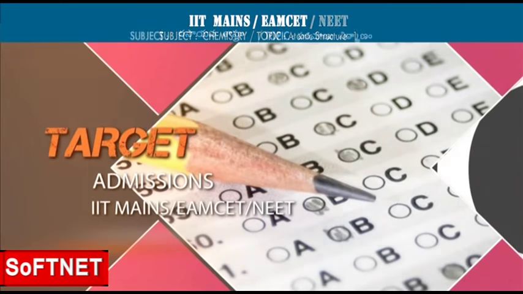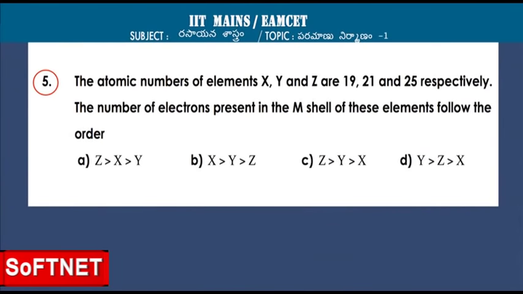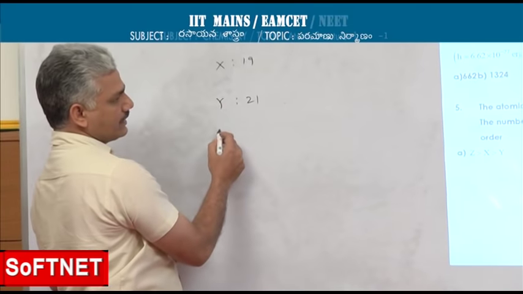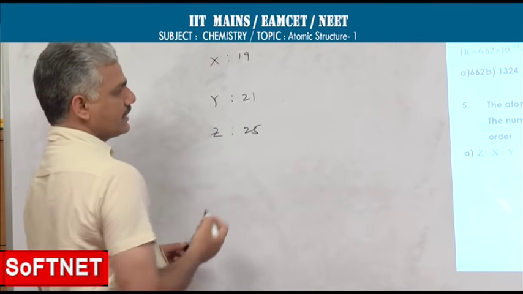662. The atomic numbers of elements X, Y and Z are given as 19, 21 and 25 respectively. The number of electrons present in the M shell of these elements follows the order. So to solve this problem, we have to write down the electronic configurations of the given elements. X atomic number is given as 19, Y atomic number is given as 21, Z atomic number is given as 25.